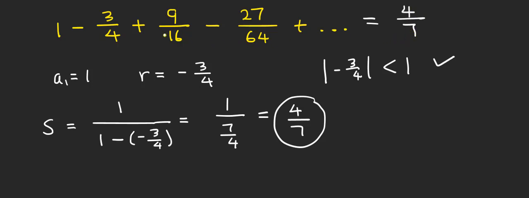Oh, by the way, if the infinite geometric series has a sum, then we say it converges. If it doesn't, then we say it diverges.